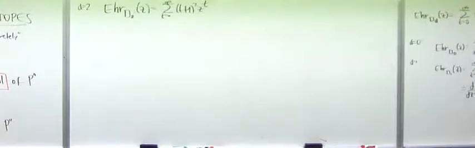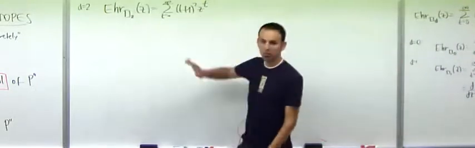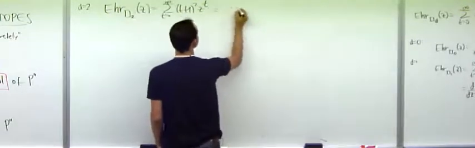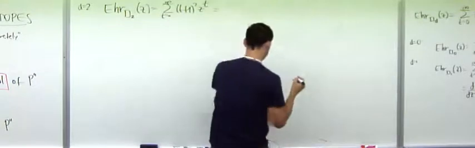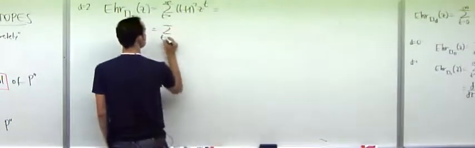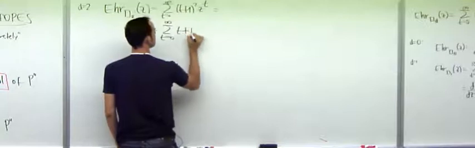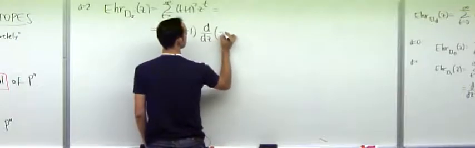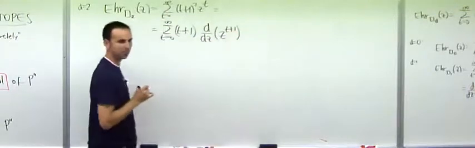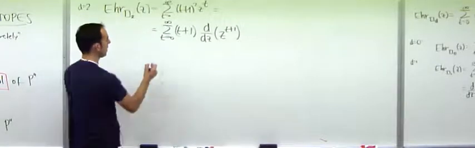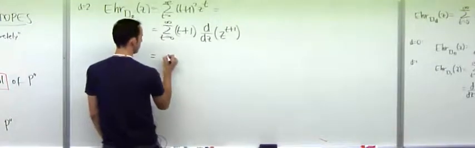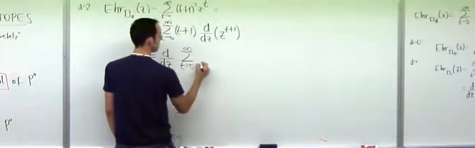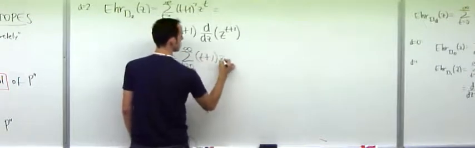Okay. So what about this one? How do I compute this? So let's pull out a t plus 1. And then this is the derivative of z to the t plus 1. Right? And again, let me switch the order. So then I get the derivative of the sum of (t plus 1) z to the t plus 1.